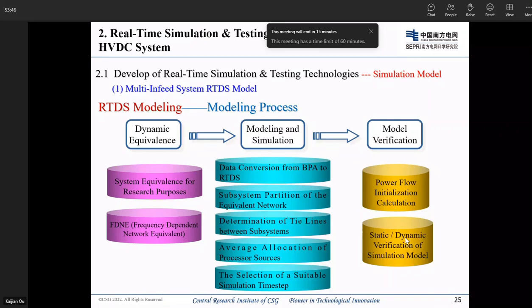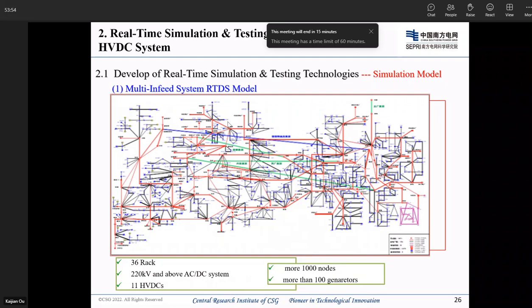We can show this is the model of the power system. The RTDS model here is more than 36 racks, and all the 220 kV and above AC and DC power systems of CSG are included here. More than 10 HVDC are in here, and more than 1,000 nodes and more than 100 generators are included in the RTDS model.